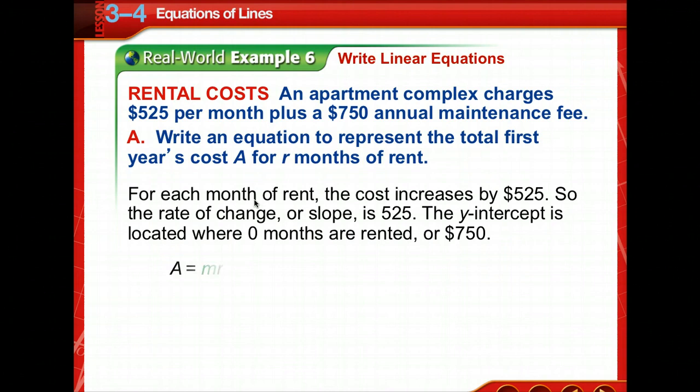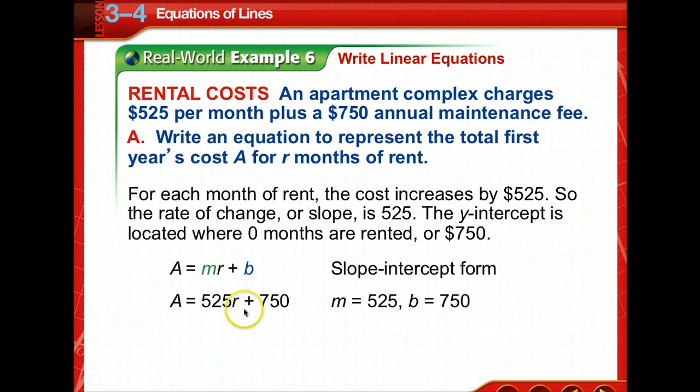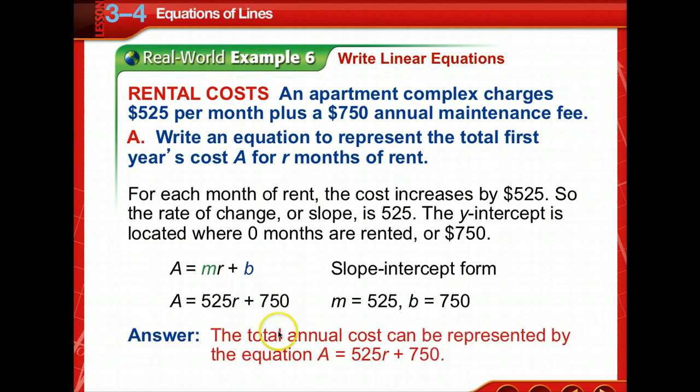Okay. So we're going to use the slope-intercept form. Instead of x, we're using an r. Instead of y, we're using an a. So they pay $525 per month. That's your slope, plus $750. That's the annual maintenance fee. So the total annual cost can be represented by this equation.